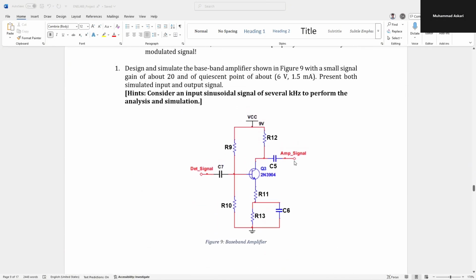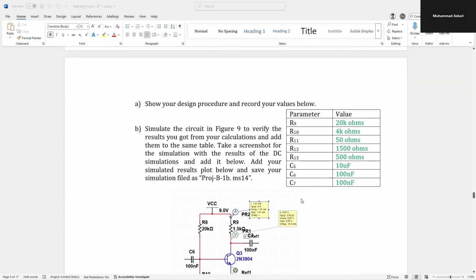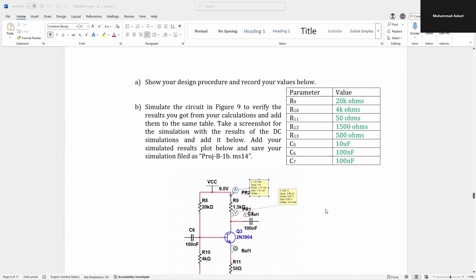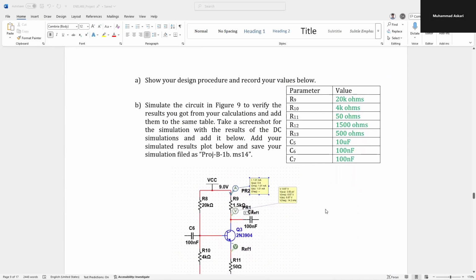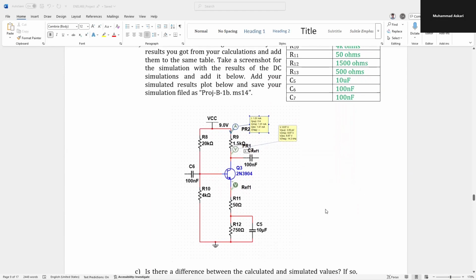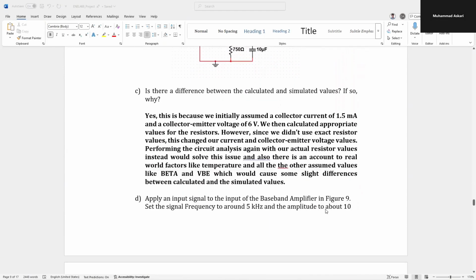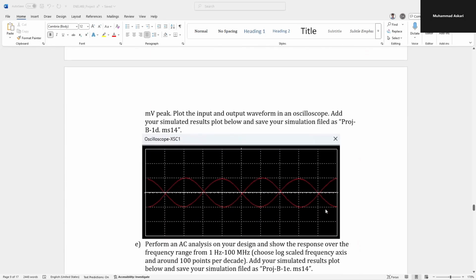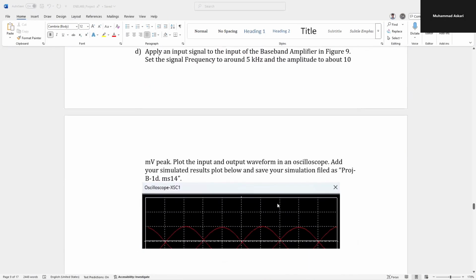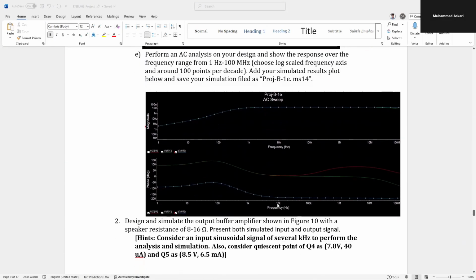In the baseband amplifier, we had to make a lot of assumptions to get our resistor values. The assumptions we made were the beta value, which we used as 160, and we also assumed IC, and all these assumptions are explained in our calculations. When we run the simulations, this is what we get for part D. For part E, this is the simulation that we ended up getting.